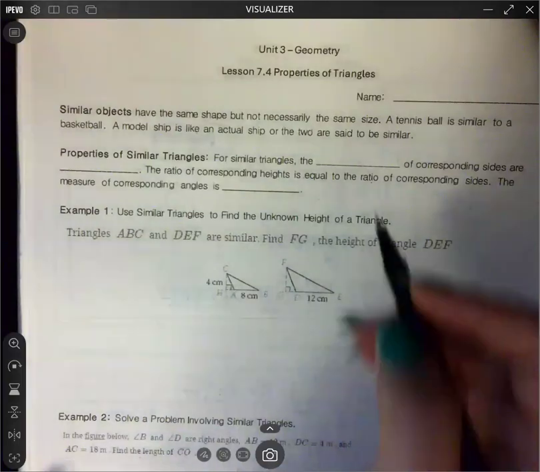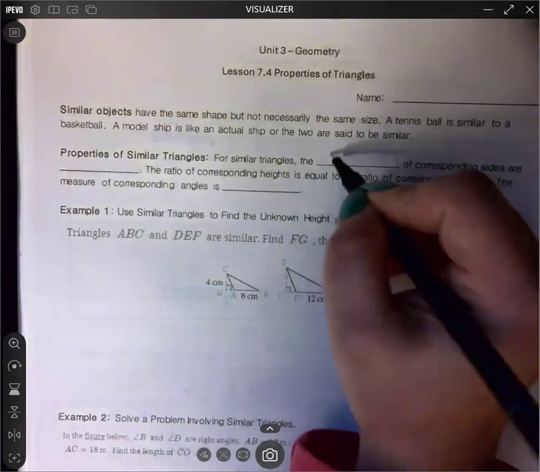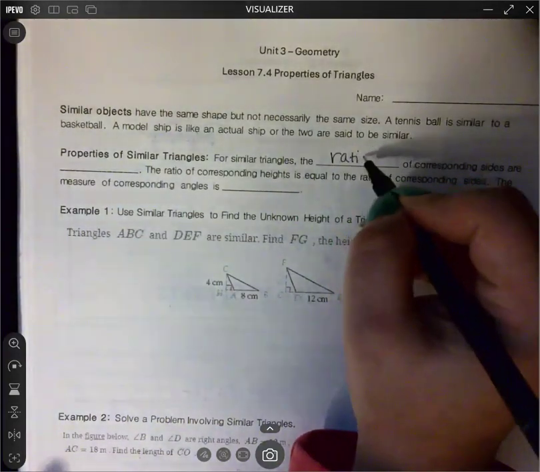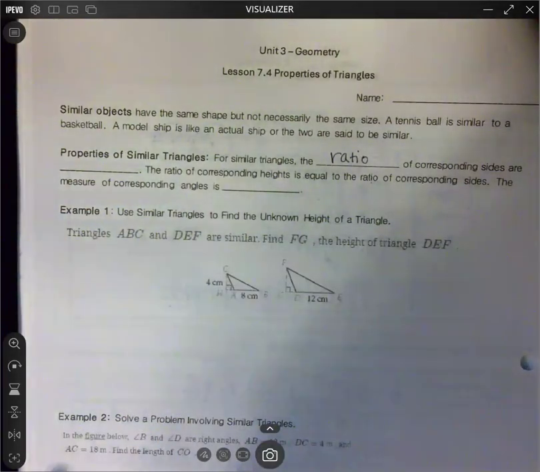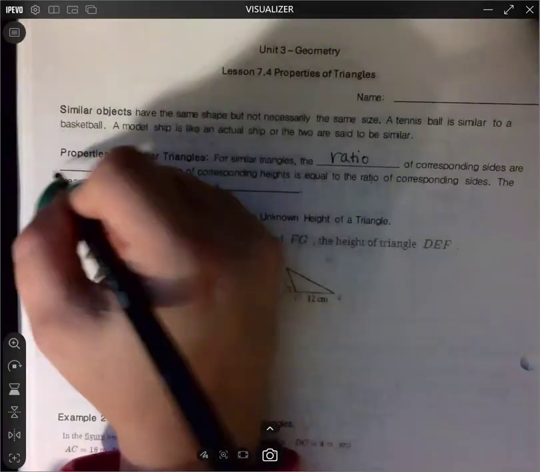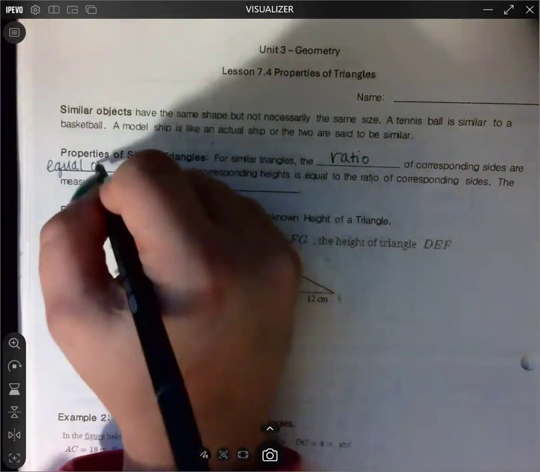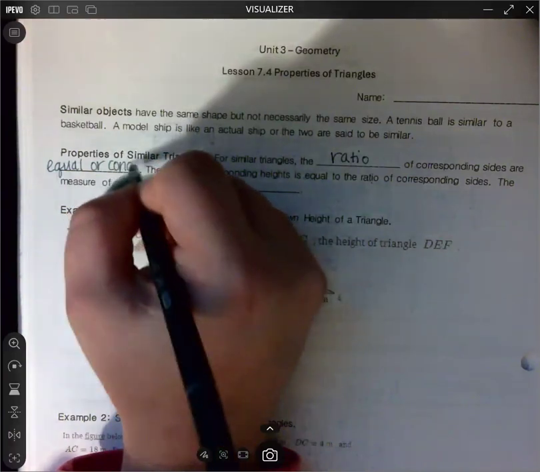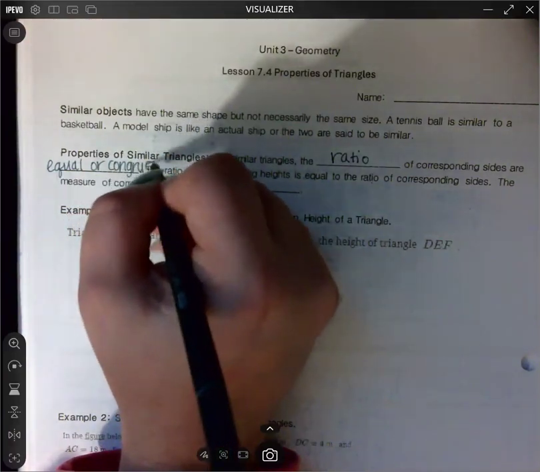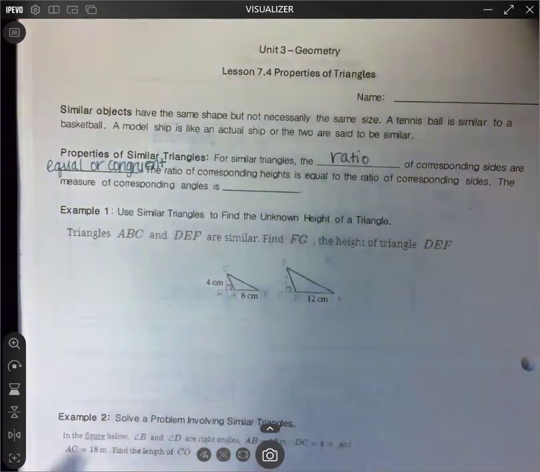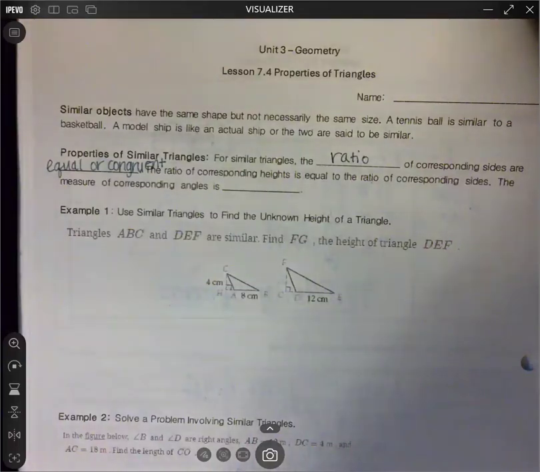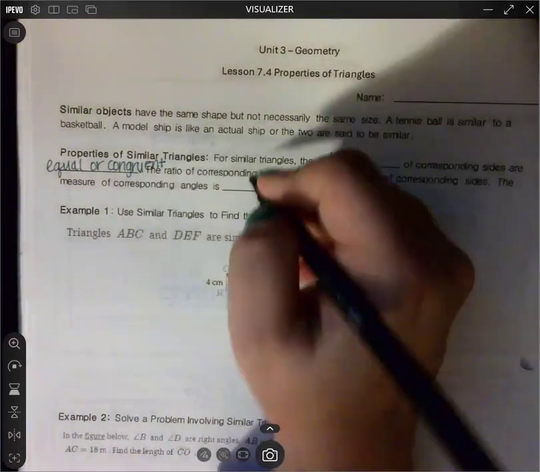For similar triangles, the ratio of corresponding sides is going to be equal. The ratio of the corresponding heights is going to be equal to the ratio of the corresponding sides. The measure of the corresponding angles are going to be congruent.